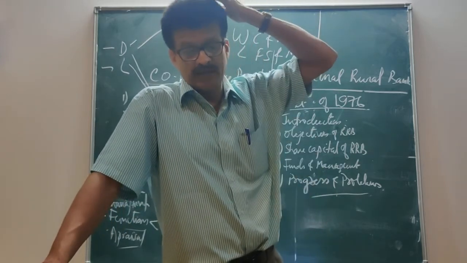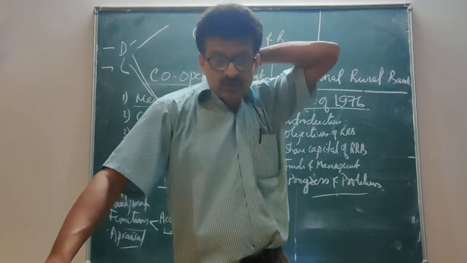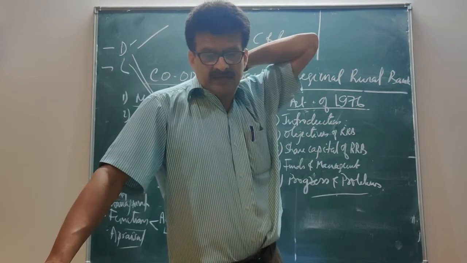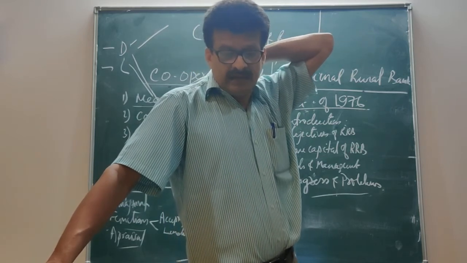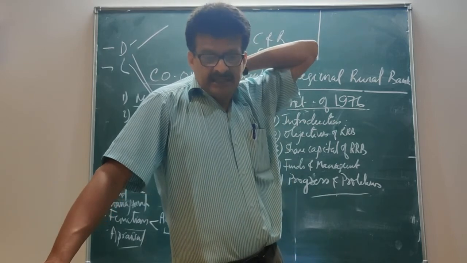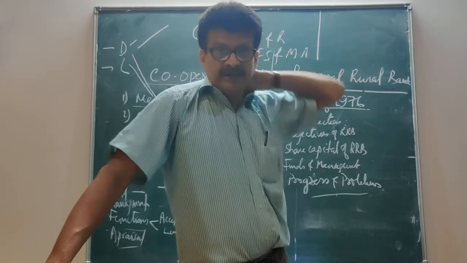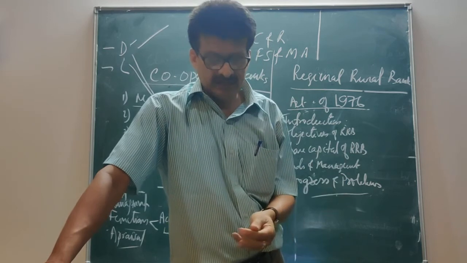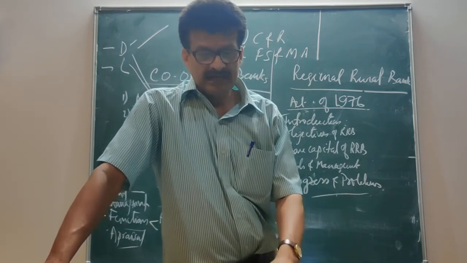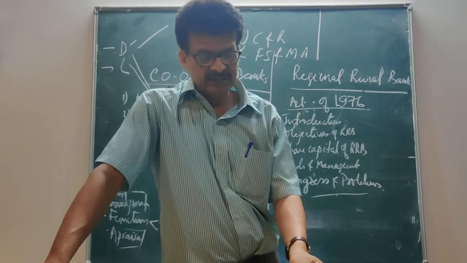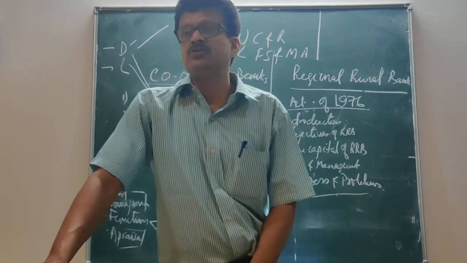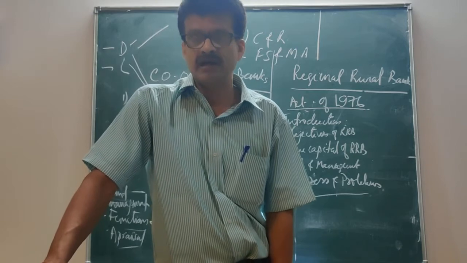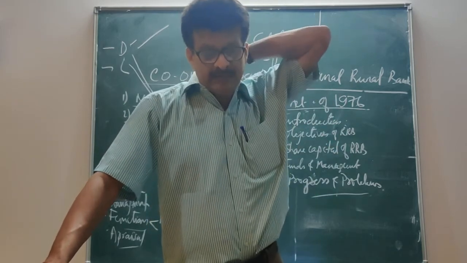Management of regional rural bank. How is it managed? A regional rural bank is managed by a board of directors consisting of 9 members. A regional rural bank is being managed, supervised and controlled by a board of directors consisting of 9 members.